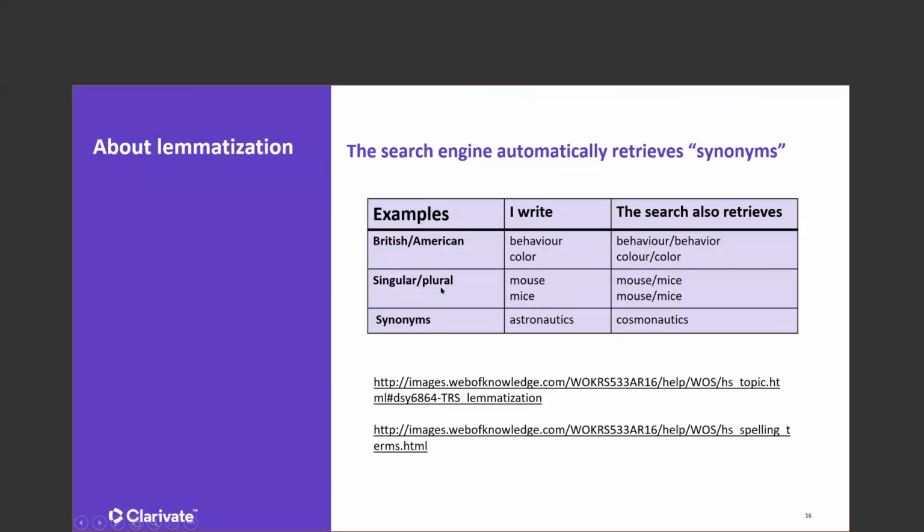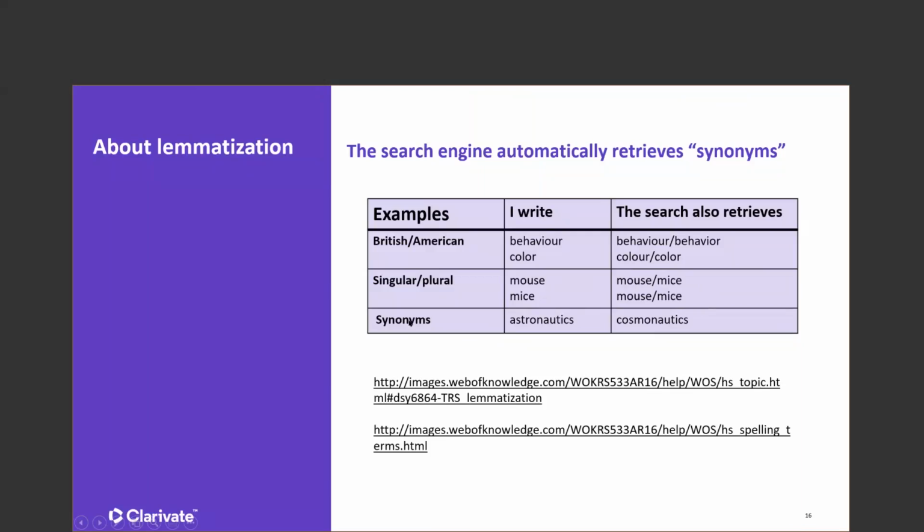Singular and plural, that's another topic also. Singular and plural might be a simple difference with the S at the end, but it can also be, in this case, two different words. The Web of Science is going to look at always the plural or the singular, whatever is the option that I'm choosing. It's going to look at both options, whether it's a different word or a simple word with an S at the end or ES whatsoever.